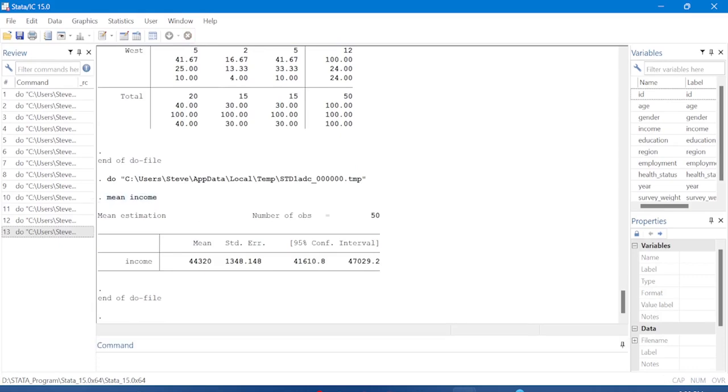After issuing this command, we realize that we're getting the average income to be 44,320, standard deviation at 1348.148, and this is the confidence interval. So this confidence interval gives us this mean value, because you add this plus this and divide by 2, you get this result.